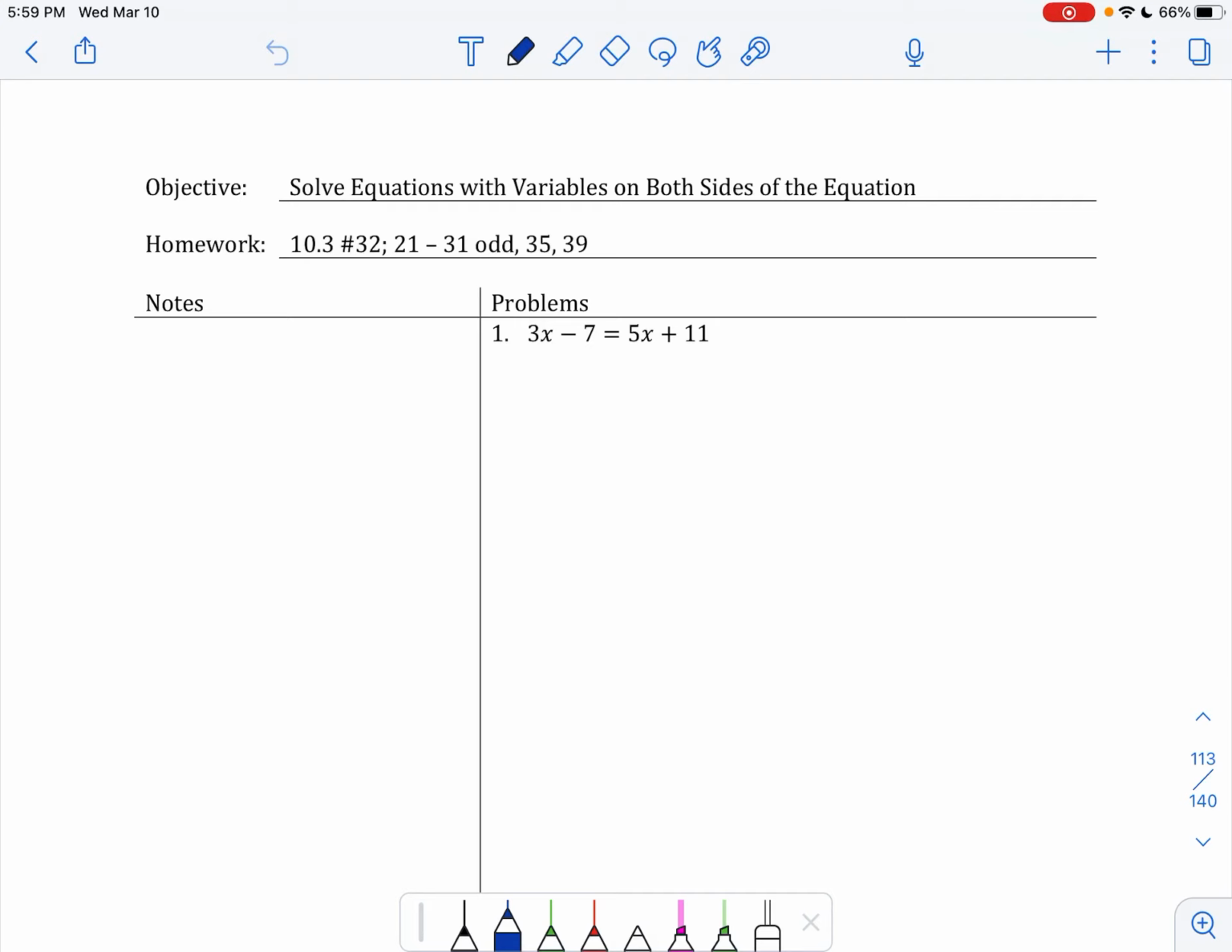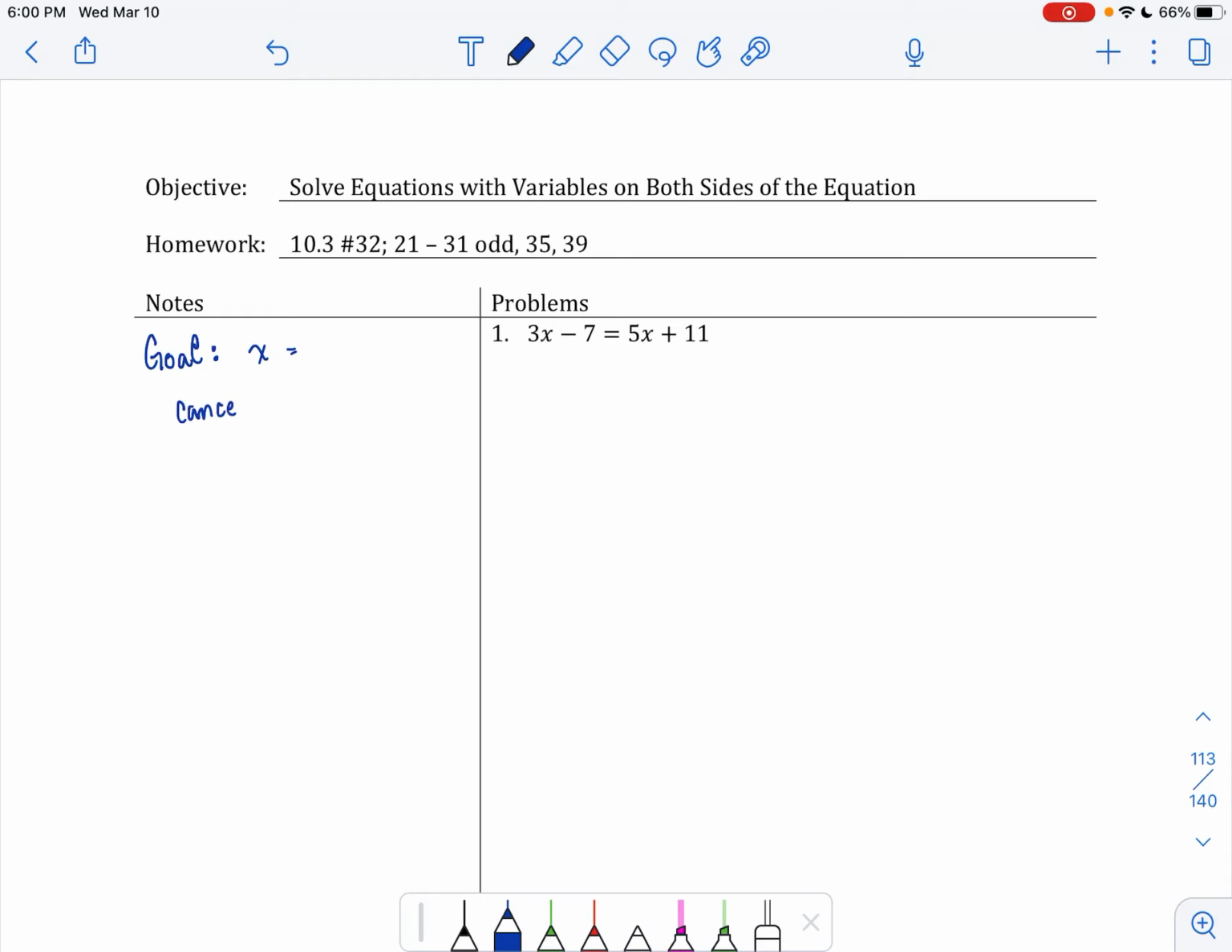Let's get started on our one new idea for this week. Find this page in your notes packet, get yourself ready to go. What these questions are going to be about in 10.3 is solving equations with variables on both sides of the equation. So something like 3x minus 7 is equal to 5x plus 11. So we have an x term on one side, and an x term on the other. Now, our goal for all of these is we want to get something that looks like x by itself.